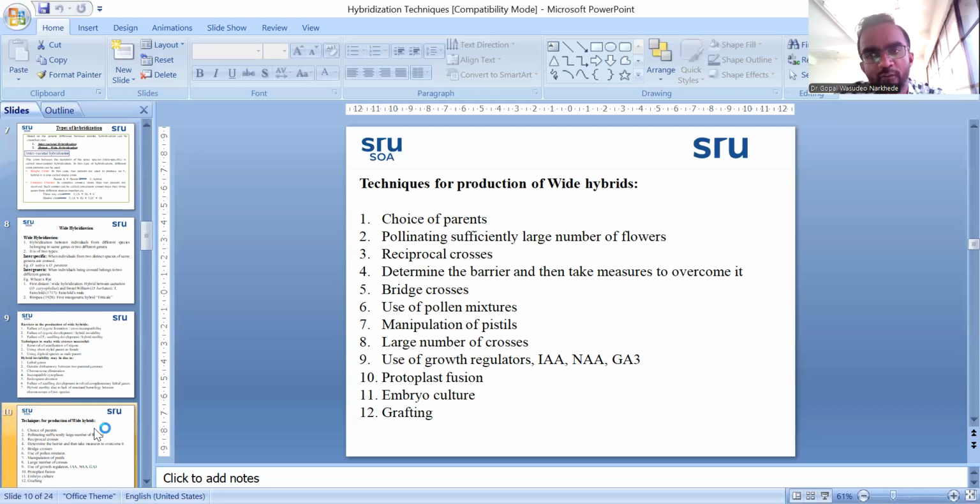So next is use of pollen mixtures. Then manipulation of pistils. Then you have to attempt a large number of crosses to get successful wide hybrids. Then ninth is use of growth regulators. Sometimes the stigma will not be viable in some flowers, so you have to use growth regulators like indole acetic acid, naphthalene acetic acid, and gibberellic acid to make the stigma more viable for specific pollens. Then you can use tissue culture techniques like protoplast fusion, embryo culture, and grafting.